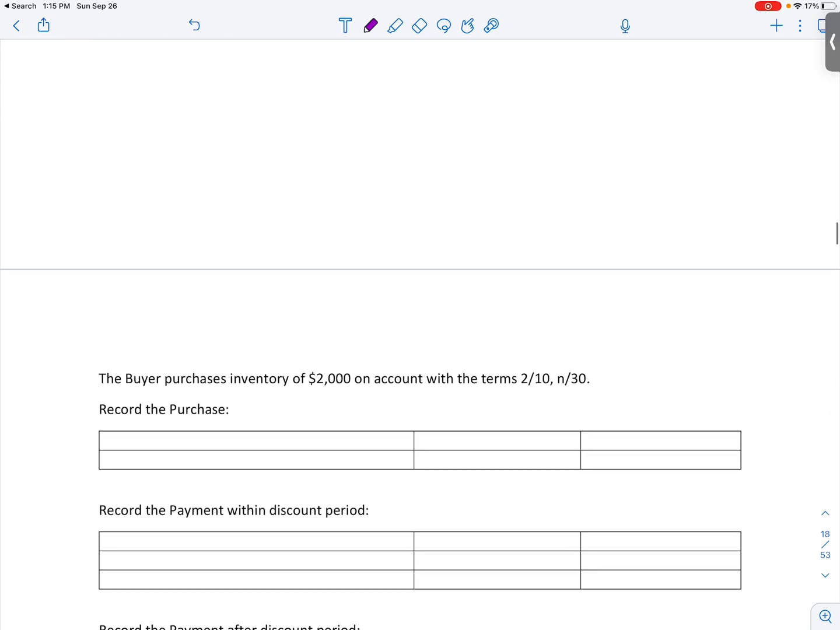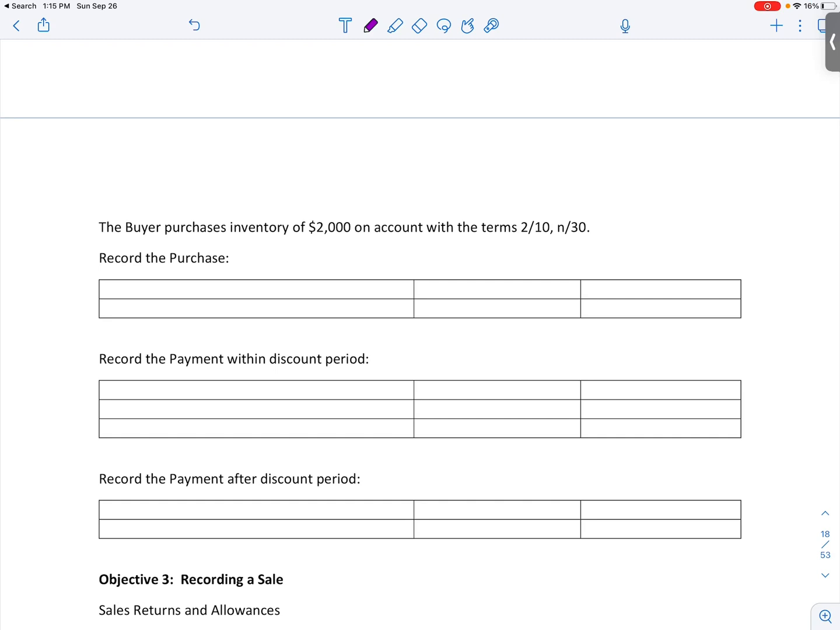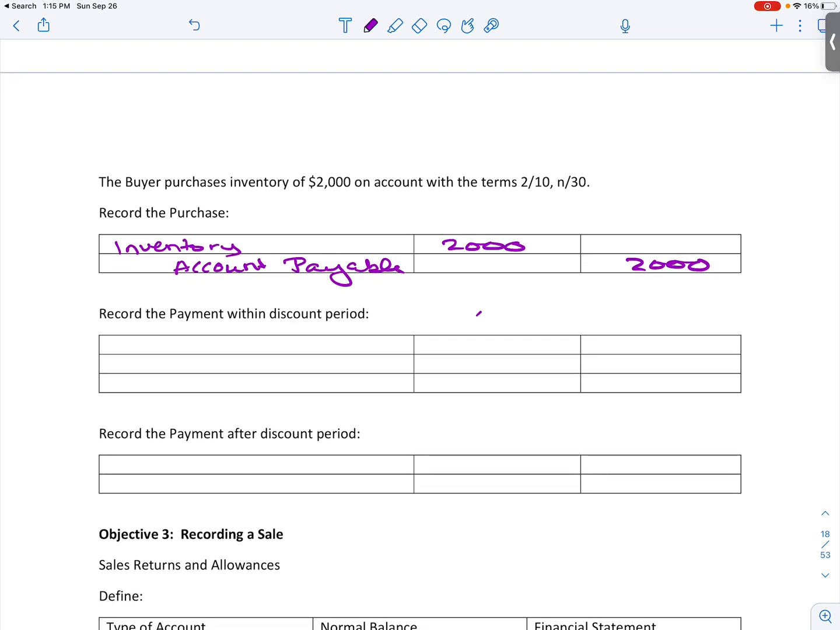So what does all of that look like? When the buyer purchases some inventory, we're not sure if they're going to take those terms yet. So what we want to record is that we purchased our inventory and we have to pay for it, for the full amount, because we're not sure yet whether we're going to pay early or not. So then if we do pay within those 10 days, we're going to debit that account payable, and that's for the full amount, because we need that account to zero out.